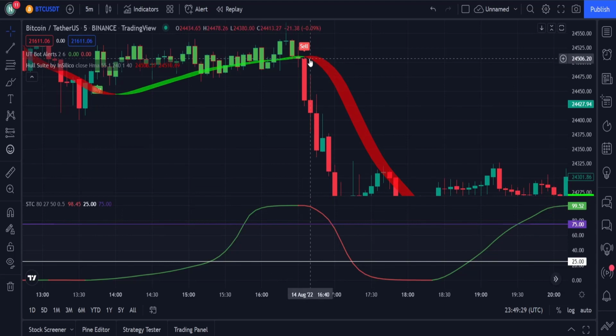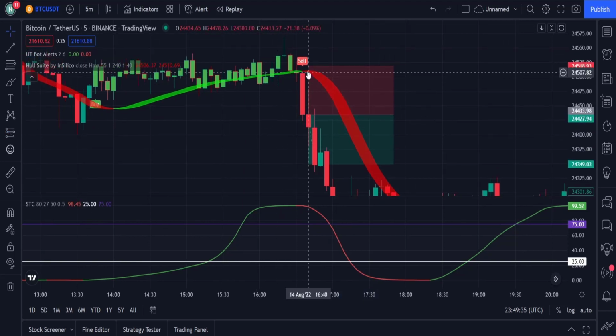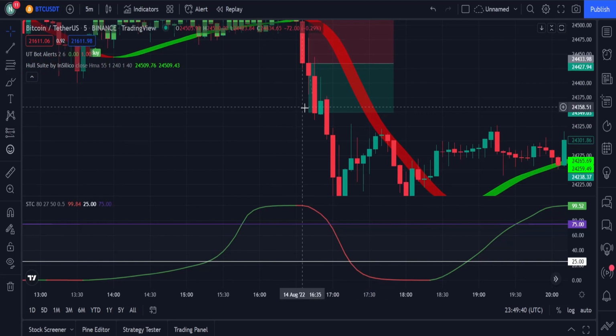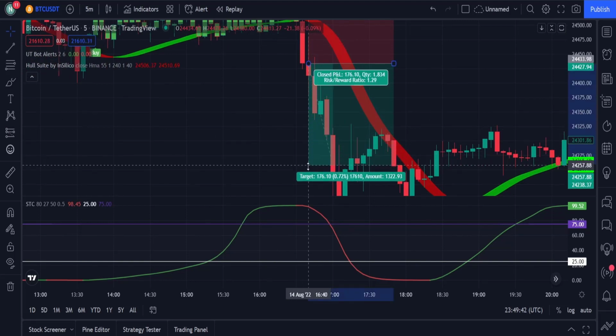I'll take a short position and put it right there at the beginning of our entry candle. Again, for short trades, I keep the stop loss at the recent swing high and keep the risk to reward ratio from 1 to 1.5. It would hit take profit right there.